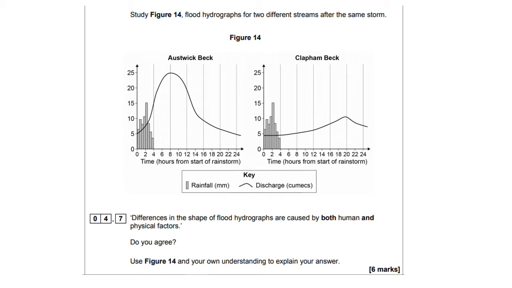First thing I want you to do obviously is to highlight the keywords of the question. And we've got to start at the top here. Study figure 14, flood hydrographs for 2 different streams after the same storm. So you've got to be aware here that your rainfall is the same event in both of these. The reason the examiner's done that is he doesn't want you talking about the amount of rainfall affecting a hydrograph. He wants something different.